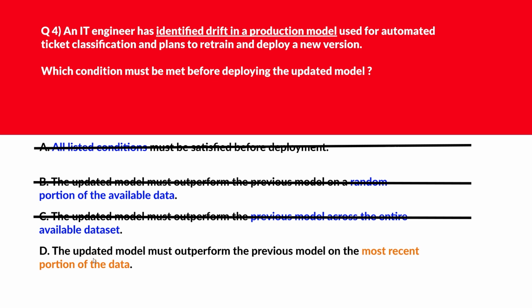Now let's move to the last option. It says the updated model must outperform the previous model on the most recent portion of the data. Drift affects current data behavior, making recent performance the most relevant benchmark. That being said, option D is the right answer.